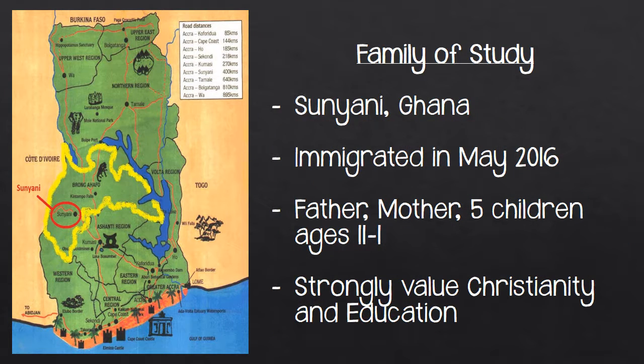In order to study how the culture of Ghana and immigrating from Ghana to the United States impacts students here in the United States, an interview was conducted in the home of a recently immigrated family from Ghana. The family of study is originally from Sunani, Ghana, and immigrated to the United States in May of 2016. Within the home, there is a father, mother, and 5 children ranging from ages 11 to 1. The family strongly values their religion of Christianity and came to America to gain a better, more quality education.